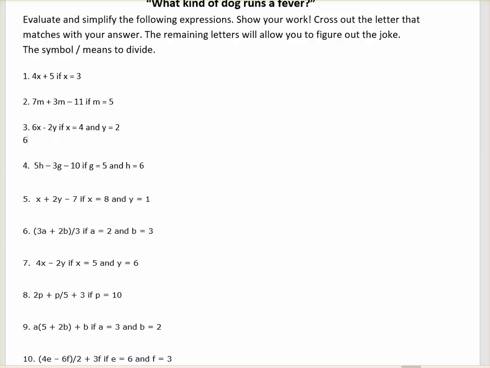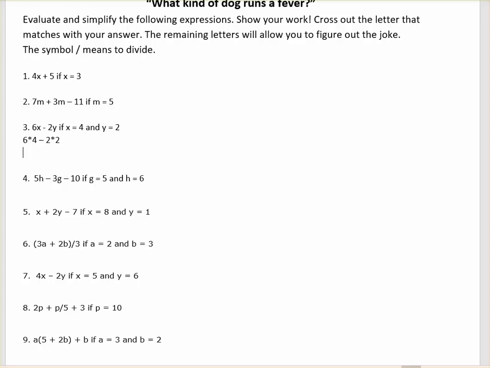So we're going to use 6 times 4 with parentheses, or you can use the asterisk, the star key, which is if you push shift and 8 at the same time, you will get that symbol. There's other ways to do this, but we're going to choose one of those two ways on this worksheet. And then we have to subtract 2 times y, but y is equal to 2. So our first step is to replace the variables with what they are equal to. Our second step is to simplify using the order of operations.